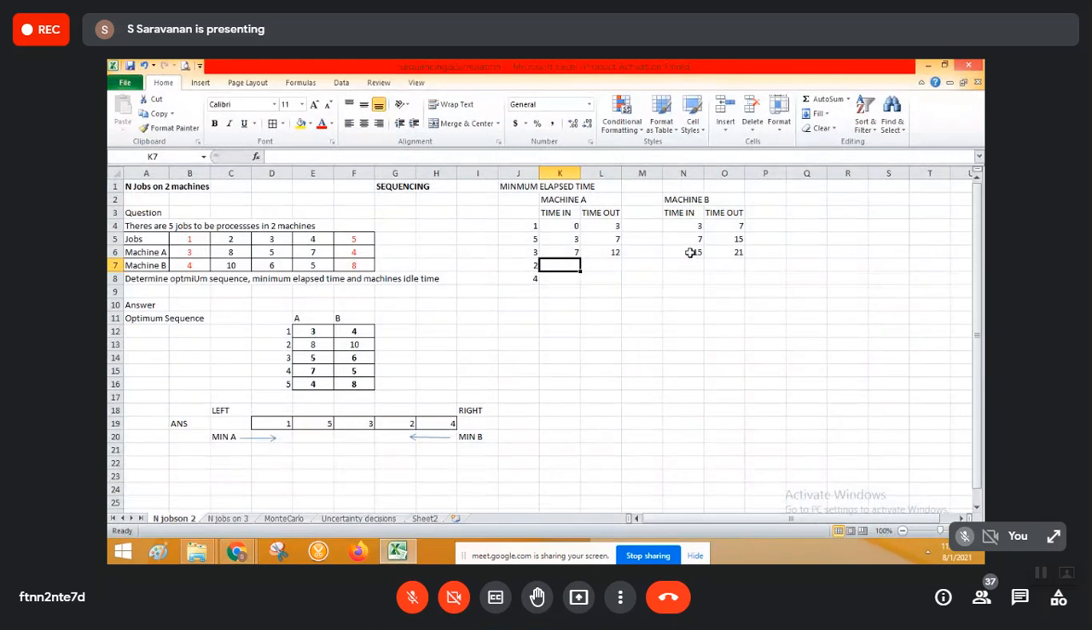Okay. Now you see here the machine has taken the job only at position 15, and 6 minutes it has taken. So 15 plus 6, 21, it has come out of machine B. So now this activity is completed. 3 is also completed.